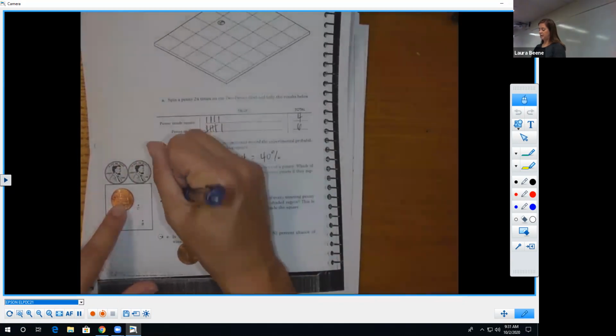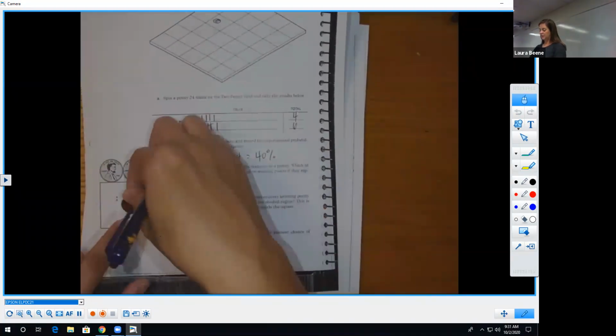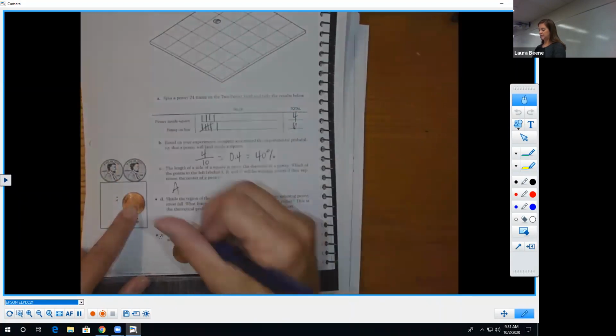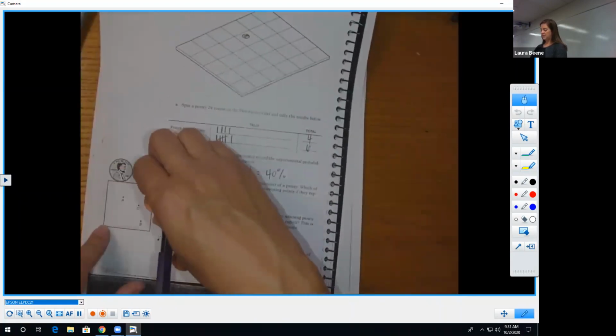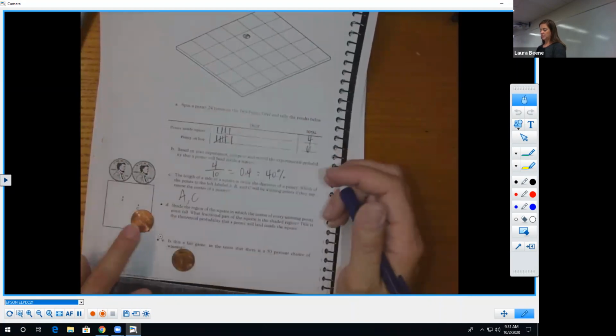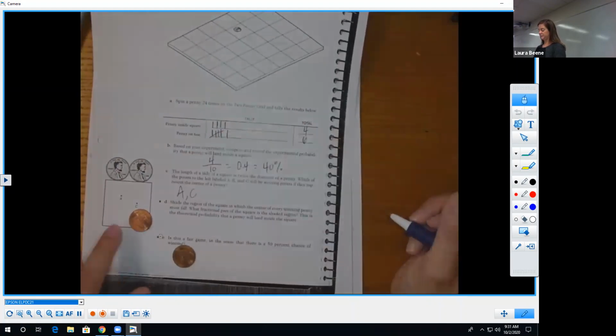So if A was the center of the penny, would that be a winning point? Yes, because it would be inside of it. So A would be a winning point. If I put the center of the penny on C, would it win? Yes, it would also win. What about B? If I put the center of the penny on B, that would be a line. So it's just A and C.